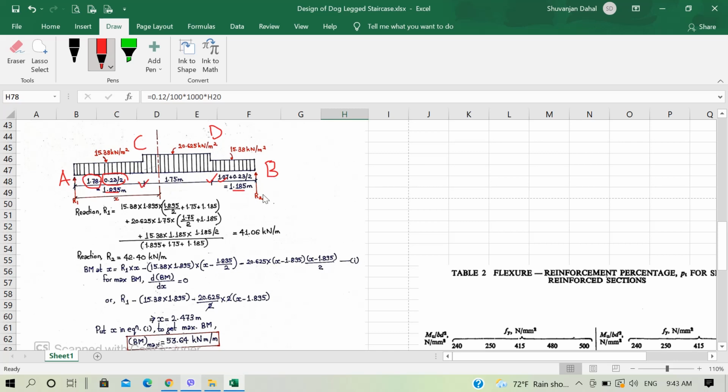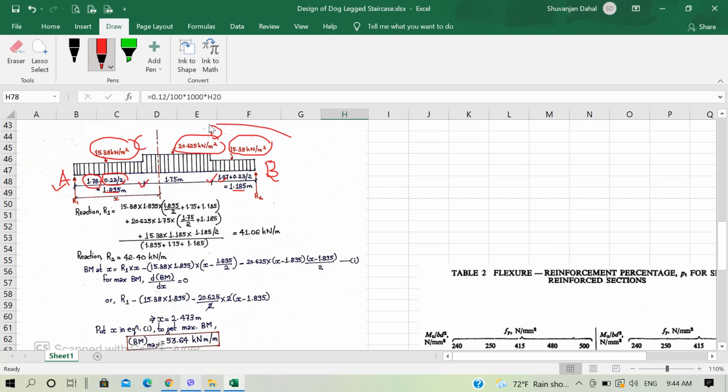So AB represents our staircase slab, and the load acting on this slab is, we calculated that the load acting on our landing slab was 15.38 kilonewton per meter square, which is our factored load, while the load acting on our staircase, that is projected plan area of our waist slab, was 20.625 kilonewton per meter square. We just derived these values in our previous sections. Now suppose that reaction at A is RA and reaction at B is RB.